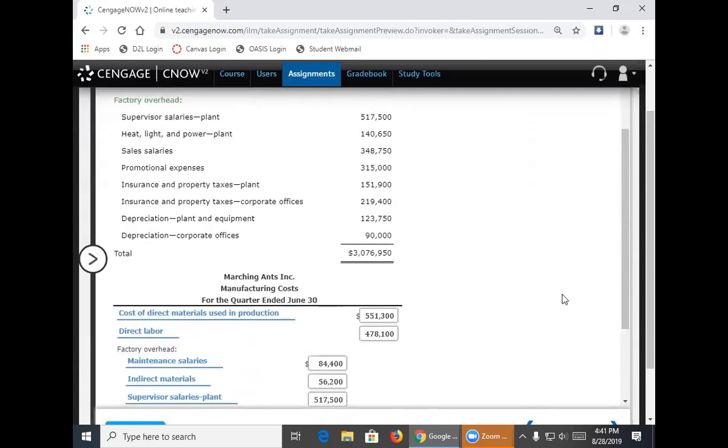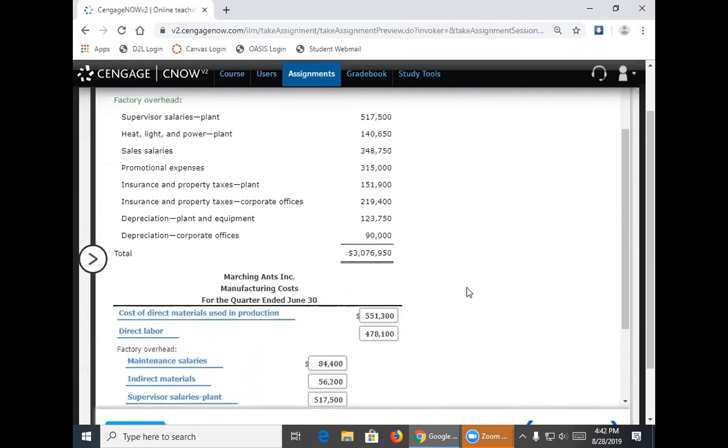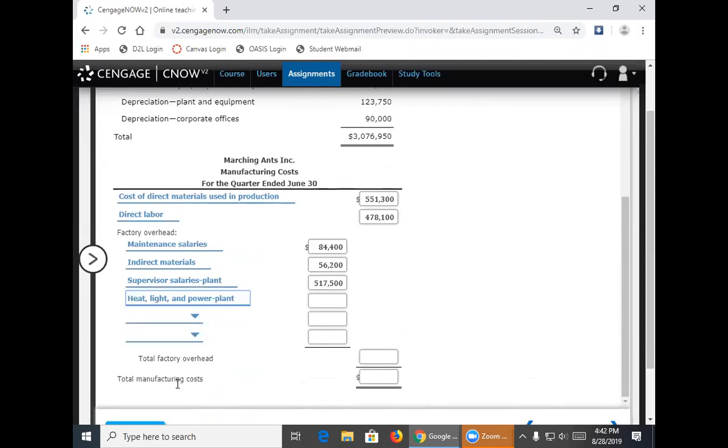What about the heat, light, and power at the plant? Can that be tied to the product? Indirectly? Yes, it's a factory overhead. Yeah, very good. So that is a factory overhead because it's tied to the factory itself. So basically all those factory overheads, what we do is we add them all up and then we calculate a cost per item, so that way we can include it into the product cost. Just so you kind of know where we're going with that. We have ways of doing that. So those utilities for the plant itself are a factory overhead, and that's $140,650.